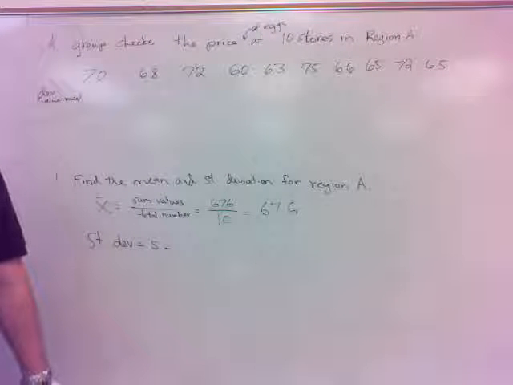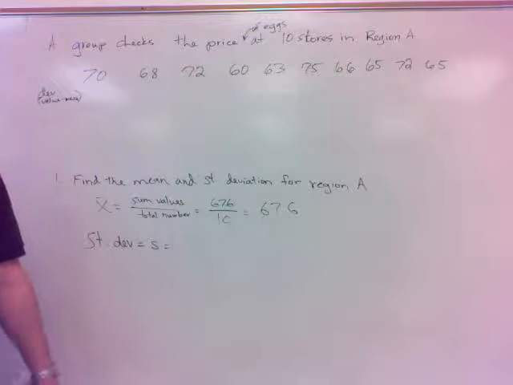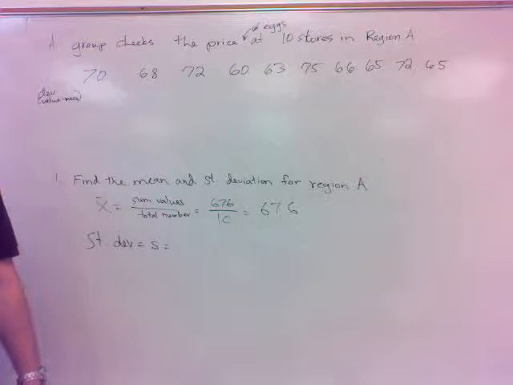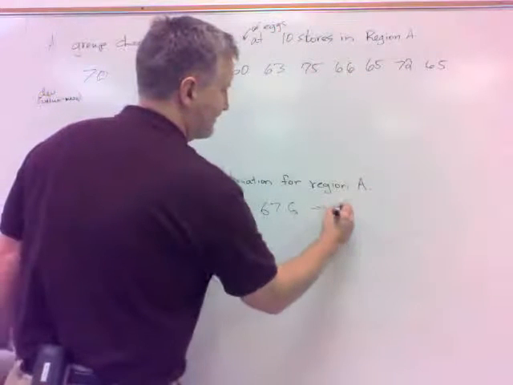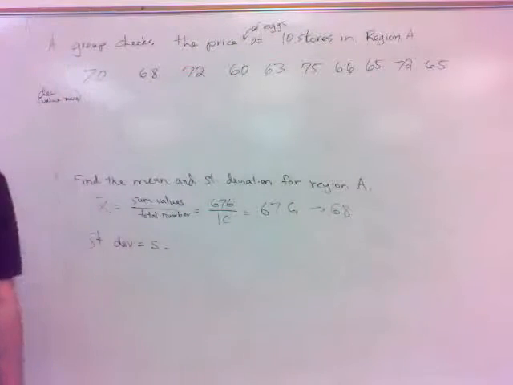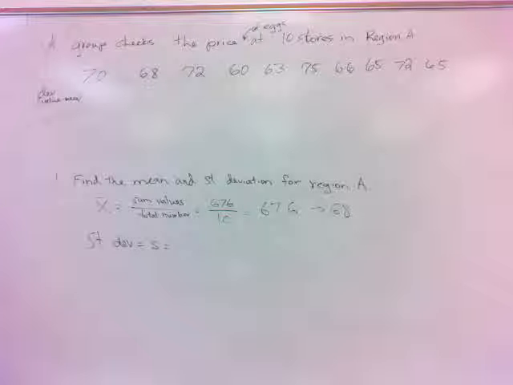Wouldn't 68 be a nice rounder number there? Let's call it 68. Let's round it off. Yeah, so if you get a decimal mean and you're doing the standard deviation, I would just round it off to a whole number. That'll be fine. Okay.